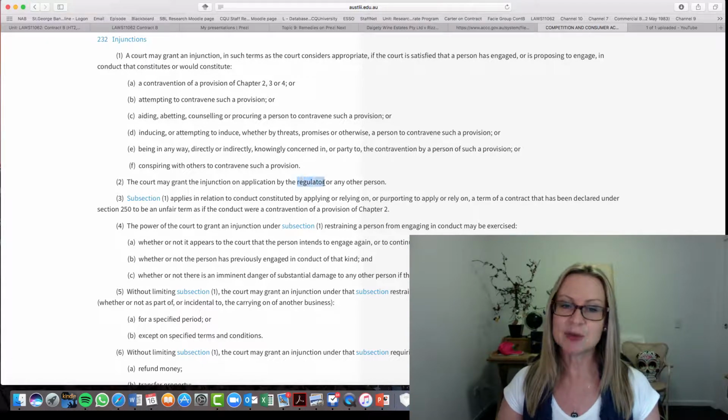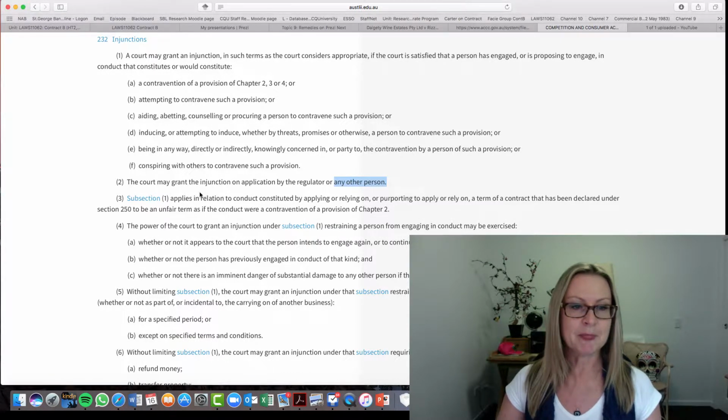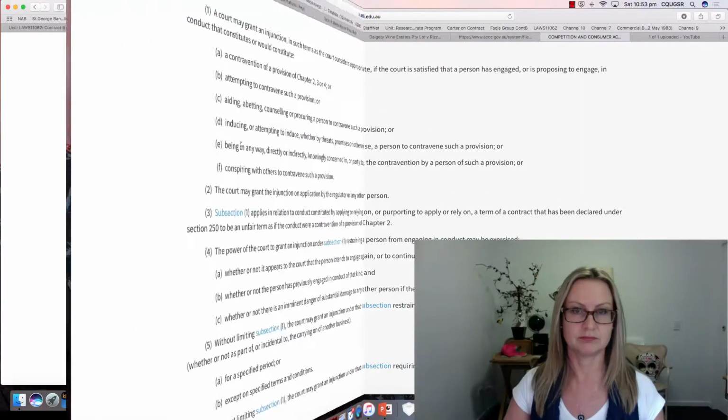Note that the ACCC can apply for the injunction, or any other person. So if you've been on the receiving end of a breach of section 18, you can apply for an injunction as well. That is the main provision in relation to injunctions.